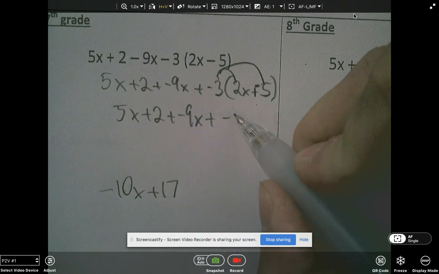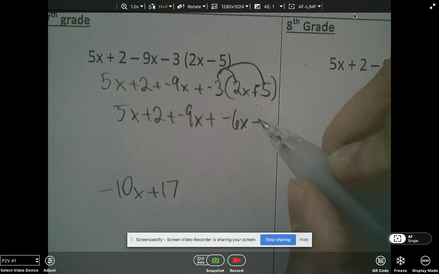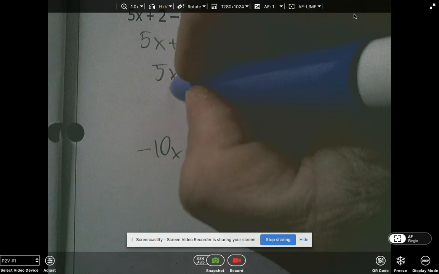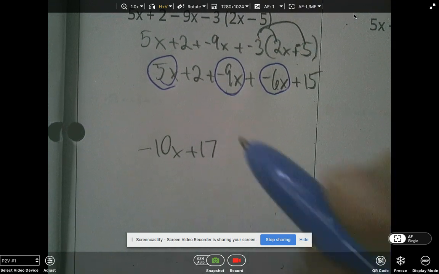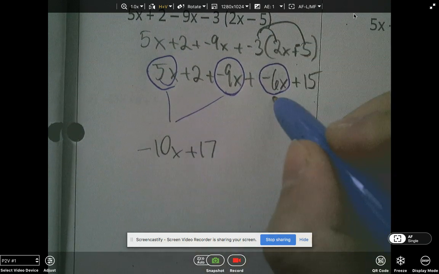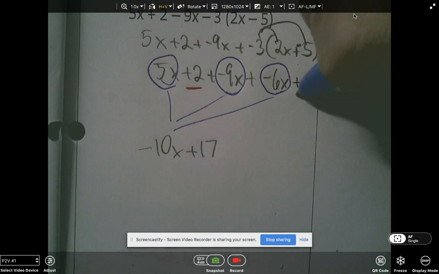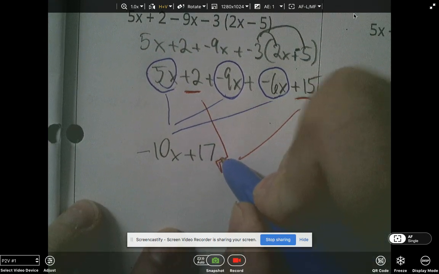So this would be negative 6x plus 15, I believe. And then you would have to combine like terms. What like terms do we have if we look at the x terms? We have 5x, negative 9x, negative 6x. Altogether, we combine that, and that gives us negative 10x. Raise your hand, what other things can we combine here? Hopefully you said 2 and 15 to get the 17 right there.